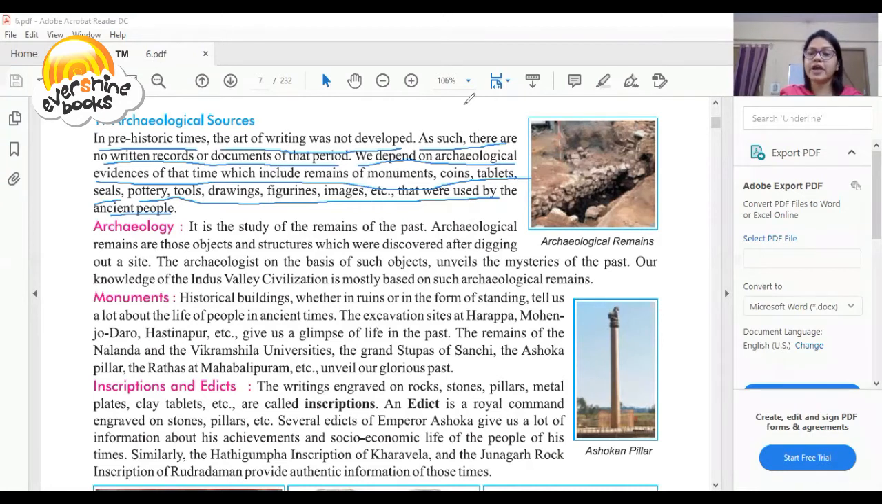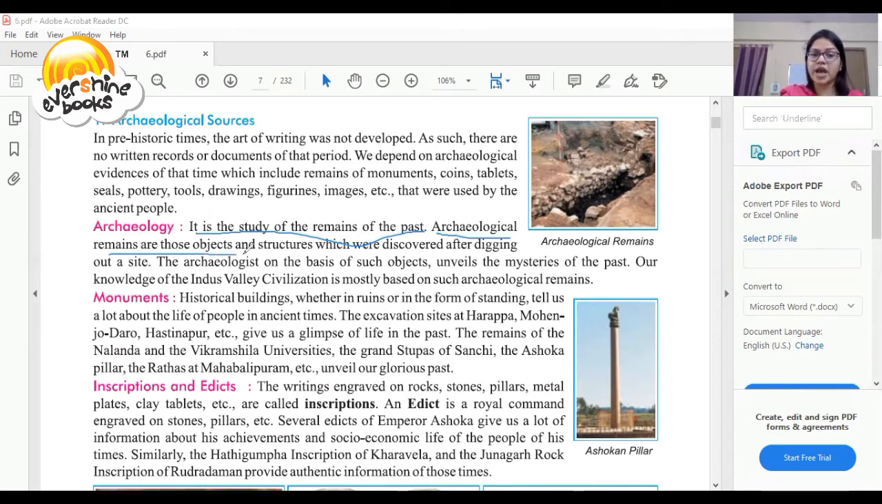Very first, let's understand what archaeology is. As you can see on my screen, what is archaeology? It is the study of remains of the past. Basically, archaeological remains are those objects, I'm repeating it again, archaeological remains are those objects and structures which were discovered after digging out a site. The archaeologist, on the basis of such objects, unveils the mysteries of the past.